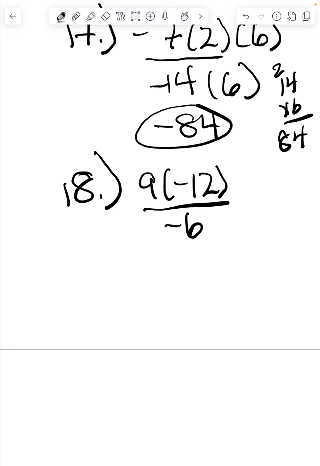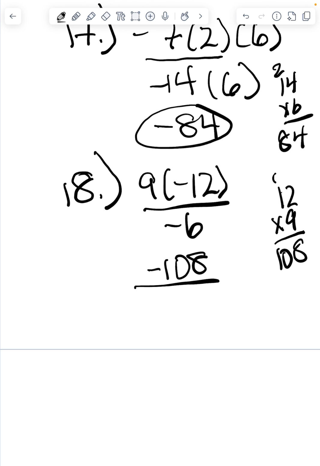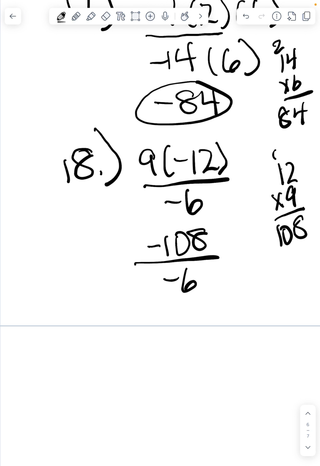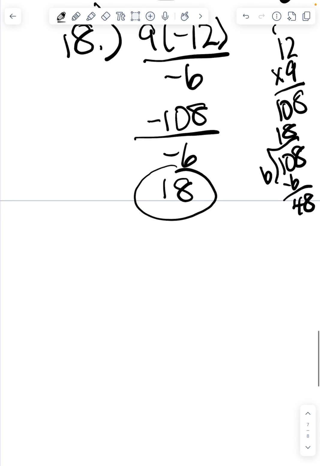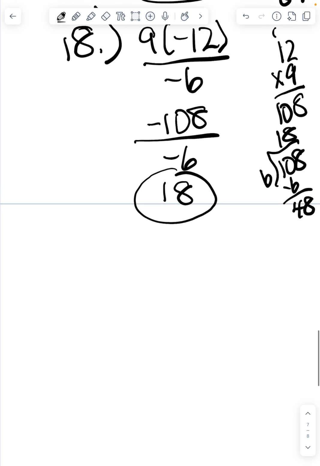Okay. So I'm going to do the 9 times the negative 12. So 12 times 9, 18, 108. It's going to stay negative, since I've got a positive 9 and a negative 12, it gives me a negative result over negative 6. So you could go over on the side here and do your long division or type it on the calculator. I'm going to get 18. In this case, it's a positive 18 because I've got a negative 108 and negative 6. An even number of negatives always gives me a positive answer.